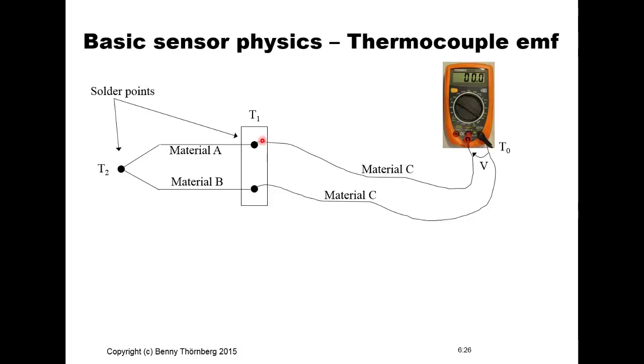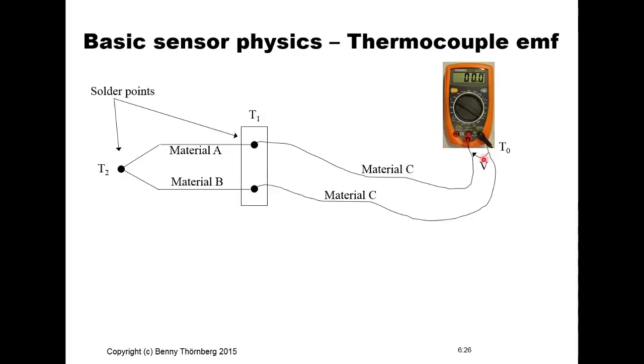And in this case we have been using two materials, material A and material B, from the points T2 to T1. And we have been using the same material in the electrical wires that are connected from point T1 to the voltage meter. So the same material C for the wires that are connected to the voltage meter. And we can also denote the temperature as T0 at the point where we have the voltage meter. The voltage is denoted by V, that is read.